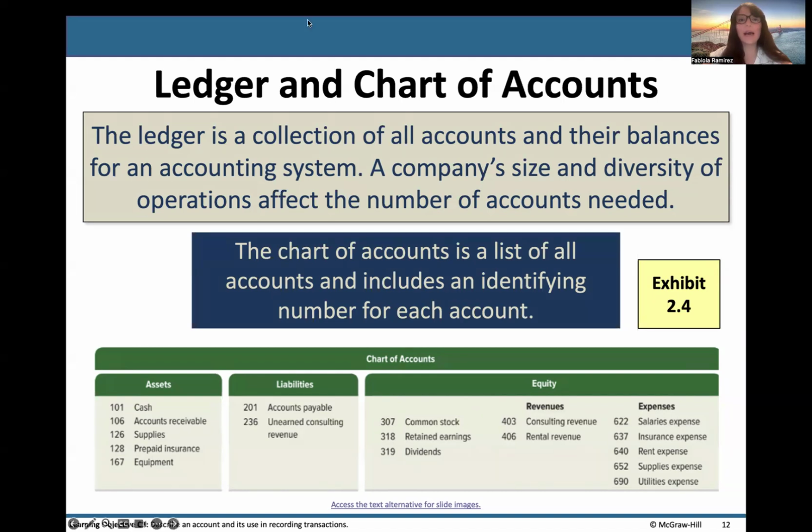So here we have our ledger and chart of accounts to explain this a little bit further. The ledger is a collection of all accounts and their balances for an accounting system. A company's size and diversity of operations affect the number of accounts needed. The chart of accounts is a list of all accounts and includes an identifying number for each account. So here we have again broken out our assets, liabilities, and equity.